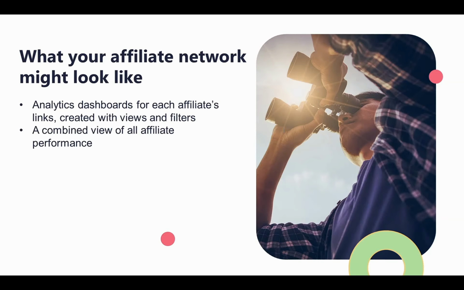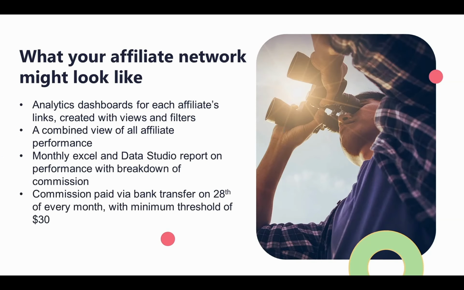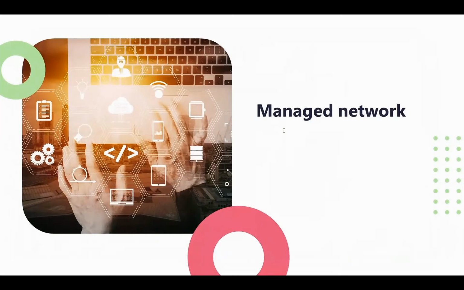You would have a monthly Excel and Data Studio report on performance with the breakdown of commission, which would be tracked within analytics. Commission would be paid via bank transfer on the 28th of every month with a minimum threshold of $30. So an affiliate has to earn that amount before they will be paid. This is a method just to reduce payments or costs associated with making payments. And you would have email communication with the affiliates every time there is a campaign, but you would also include an optional generic link.